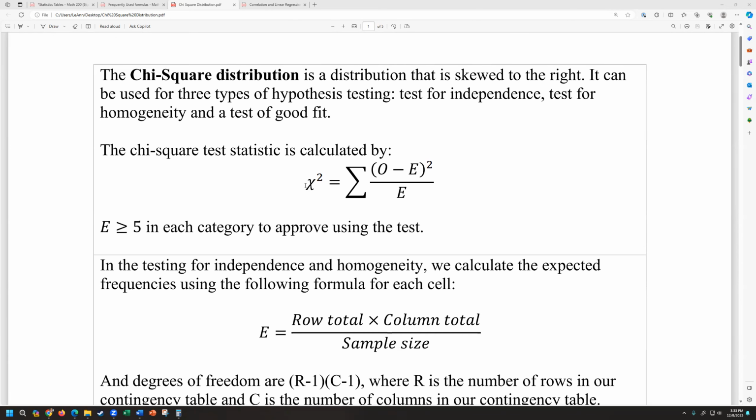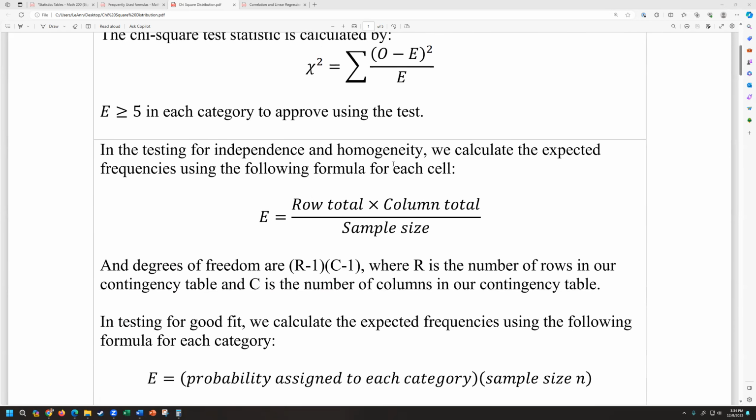The test statistic, this is the Greek letter chi. So chi-squared is calculated by the sum of the observed values minus the expected values or frequencies squared, because we want to make sure that that doesn't all zero out when we add them together, divided by each of their expected values for their cells. So you have to do kind of a table method again, like we did with standard deviation. The goal is that each E has to be greater than or equal to 5 in each category. So the expected frequency to the approve, essentially, the use of the test.